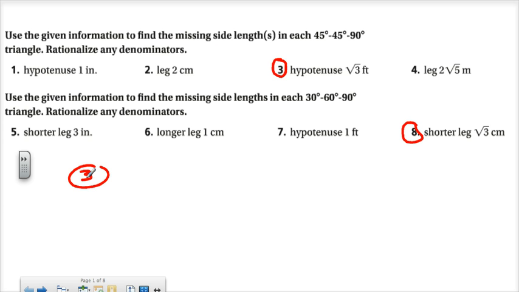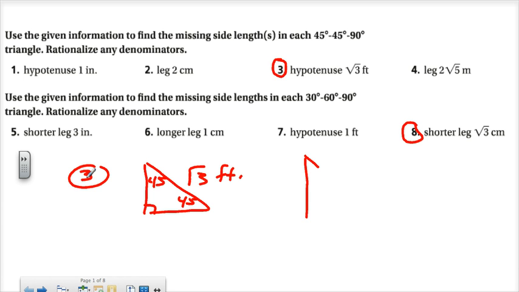Number 3 says we're going to use the given information to find the missing side lengths in each 45, 45, 90 triangle. So I always like to do these visually and get a peek at what I have. They're giving me the square root of 3 feet as my hypotenuse. And then you either sing the song or you think about the relationship inside a 45, 45, 90 triangle and you realize it's always isosceles, so the two legs are the same length. And then to get to the hypotenuse, you have to multiply by the square root of 2.